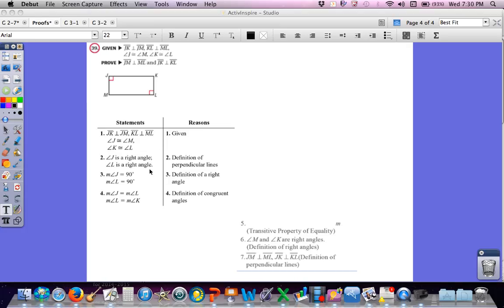They also told us that J is congruent to M and K is congruent to L. So that means if they're congruent, then the measure of angle J is equal to the measure of angle L, and the measure of angle L is equal to the measure of angle K. We're missing a step over here, it just isn't filled in.